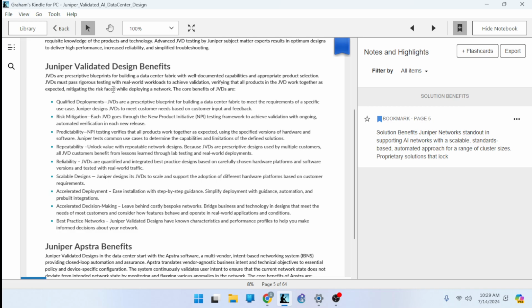Accelerated decision making. Leave behind costly bespoke networks. Bridge business and technology in designs that meet the needs of most customers and consider how features behave and operate in real-world applications and conditions. Best practice networks. Juniper validated designs have known characteristics and performance profiles to help you make informed decisions about your network.